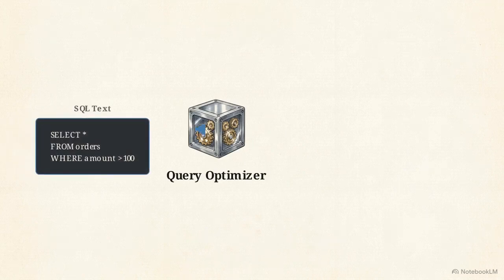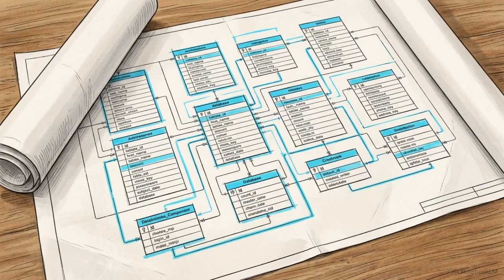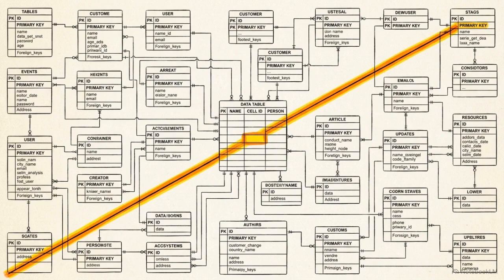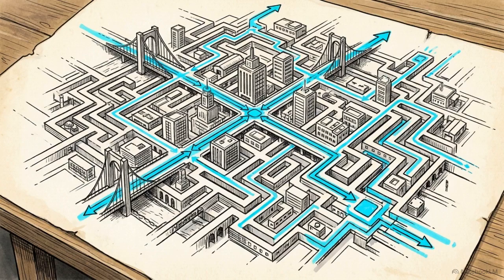You feed in your SQL text, and this system evaluates available paths to output a multi-step physical execution plan. Effective optimization means designing queries and schemas that provide the optimizer with the clearest, most efficient physical pathway to retrieve your data. You can see exactly what the optimizer intends to do by using the EXPLAIN and EXPLAIN ANALYZE commands. This allows you to read the database's map before you start changing code.